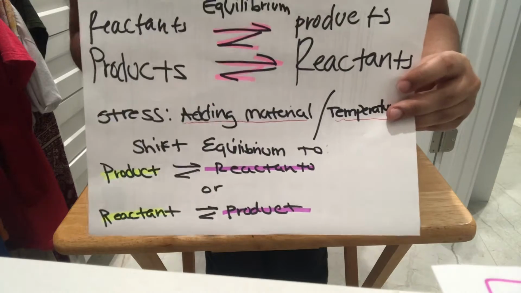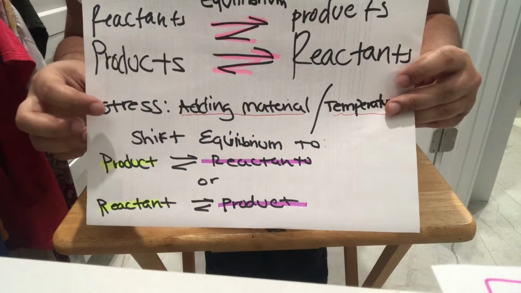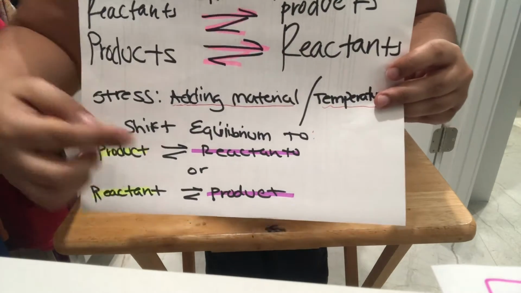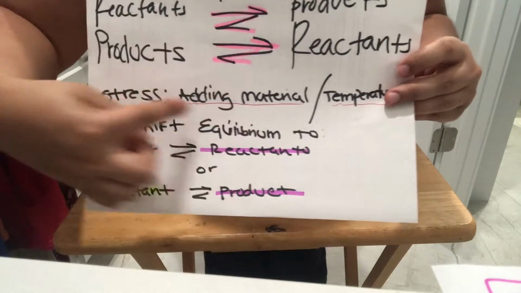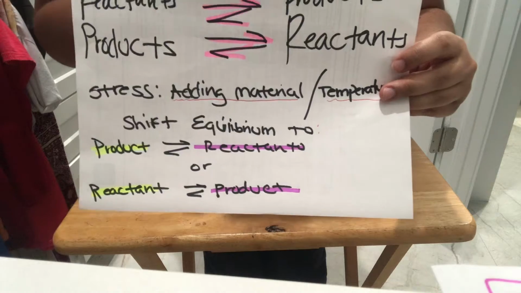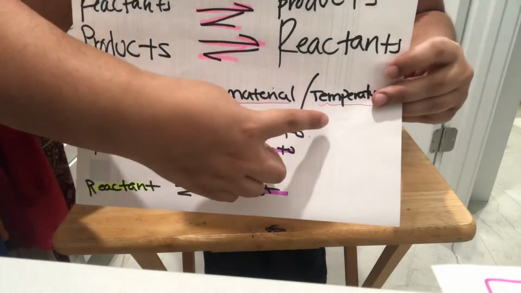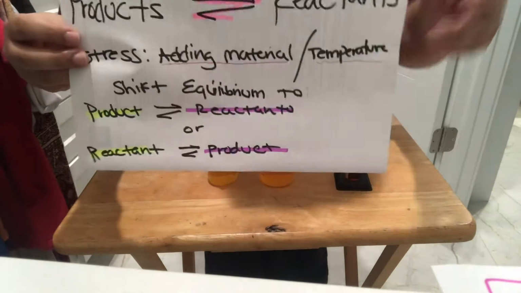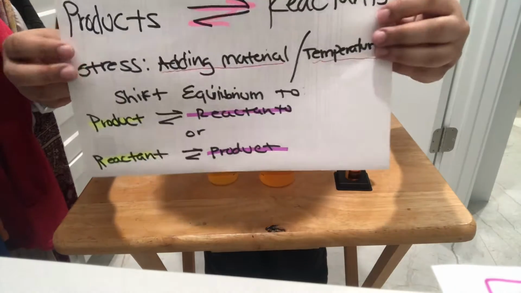Now, equilibrium can be shifted towards the reactants or to the product when a stress is applied on the said system or solution. The stresses we'll be looking at today are adding material, whether that's starting material or ending material, which would be either adding reactants or adding products, or when we affect the temperature of the system or solution.